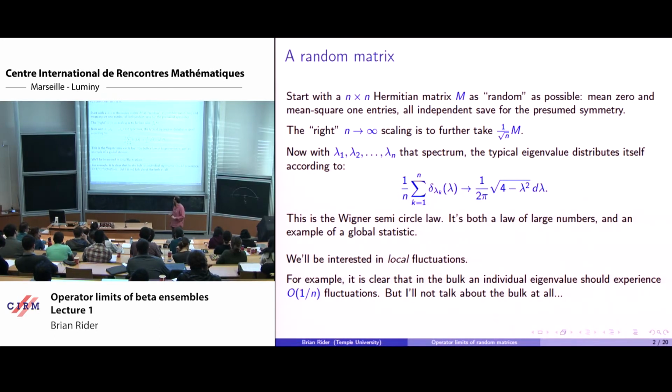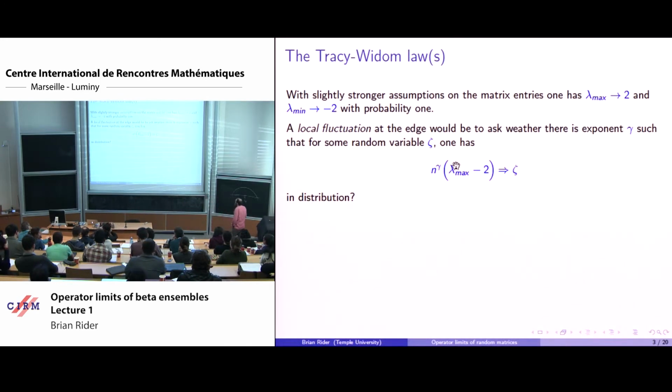All right? I won't talk about those kinds of questions at all. Even though those are, in a sense, more natural questions, I'll be talking about what happens at the edge. For all four lectures, I'll be dealing with edge statistics. So what happens to the maximal eigenvalue? And this gets us to Tracy-Widom.